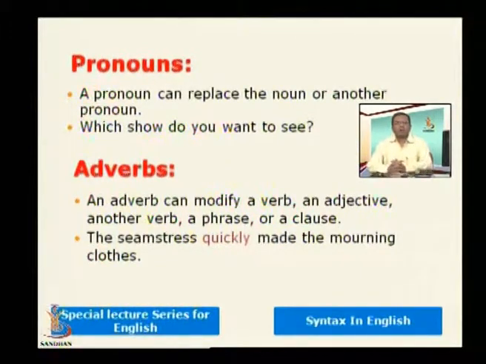So three examples are given to show how an adverb acts in a sentence. An adverb can say something more about a verb, an adjective, or an adverb.